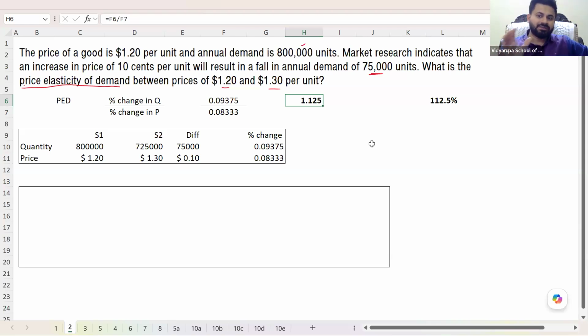Are we clear thus far? Can I have a confirmation, please? Are we good? Are we clear thus far? Are the calculations, the numbers here clear to everybody? Please do confirm.